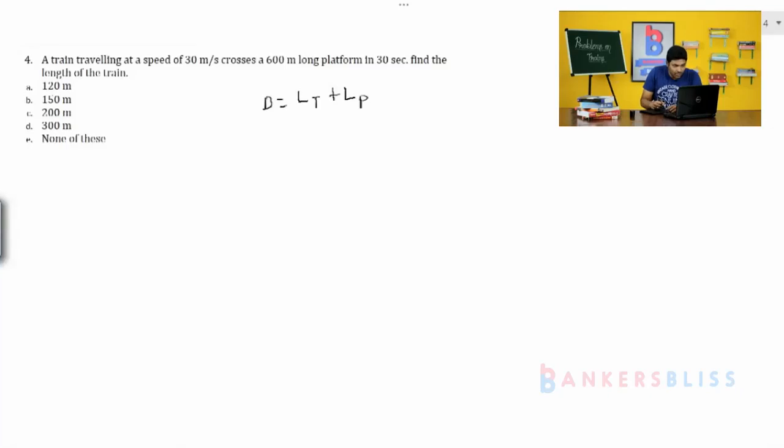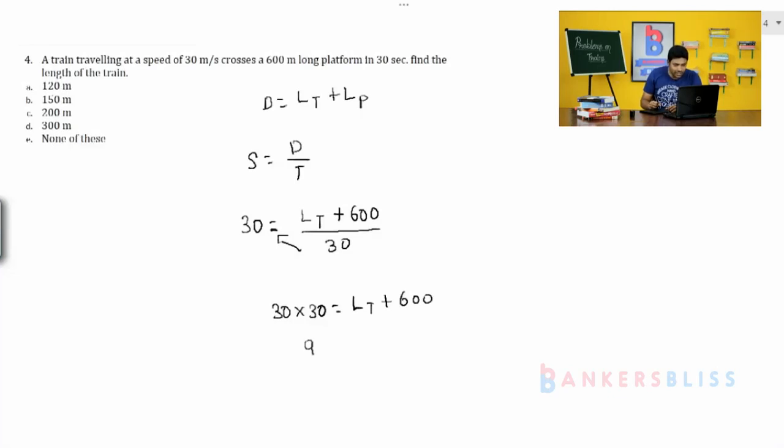Now speed is equal to distance by time. So speed means 30 meter per second, which is equal to distance, length of the train we don't know, plus length of the platform, that is 600, divided by time taken, that is 30 seconds. So cross multiplication, 30 into 30, that is 900, minus 600 is equal to length of the train. Therefore length of the train is 900 minus 600, that is 300. So option D, 300 meters, is the right answer.